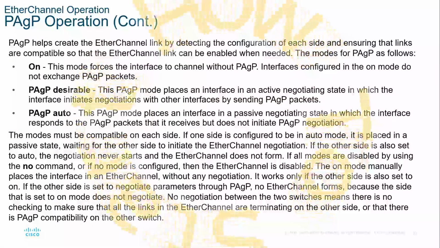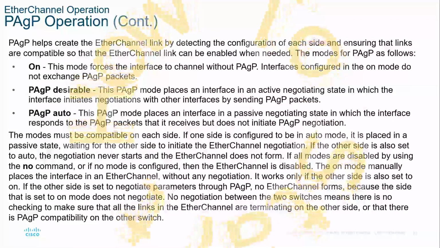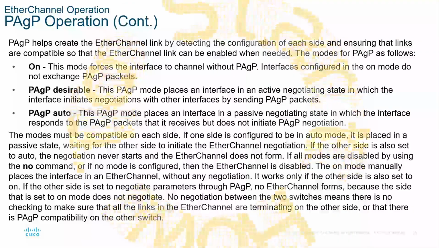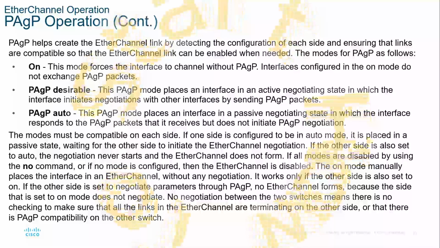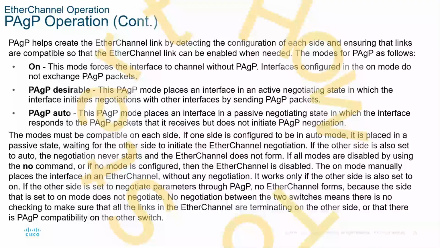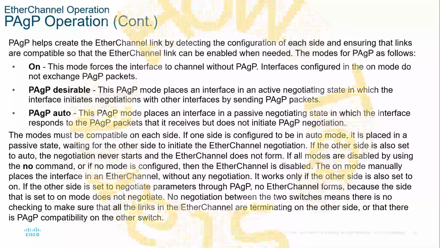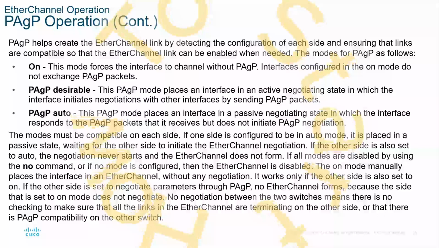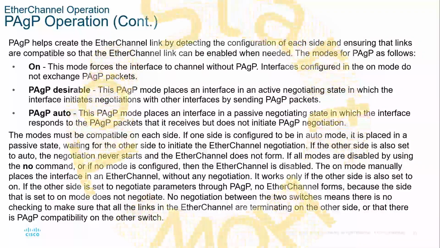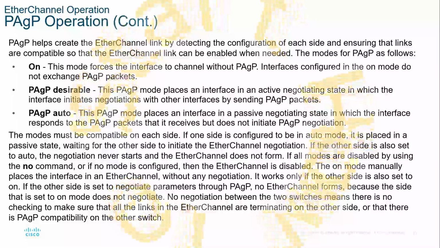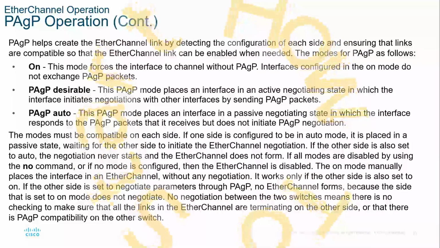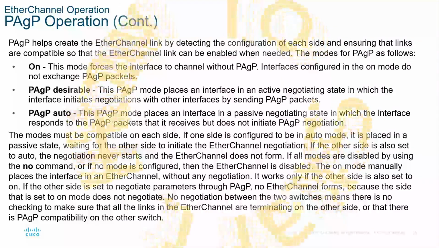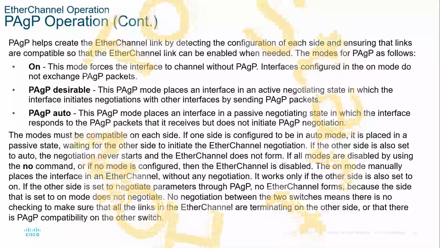So when we're looking at PAgP, we have three modes: on, desirable, auto. On basically forces the interface to channel without PAgP. Desirable will place the interface in an active negotiation state in which the interface will initiate negotiations with other interfaces by sending a PAgP packet. Auto basically is the mode that will place the interface in a passive negotiation state in which the interface responds to PAgP packets that it receives, but it doesn't initiate them, it doesn't send them.